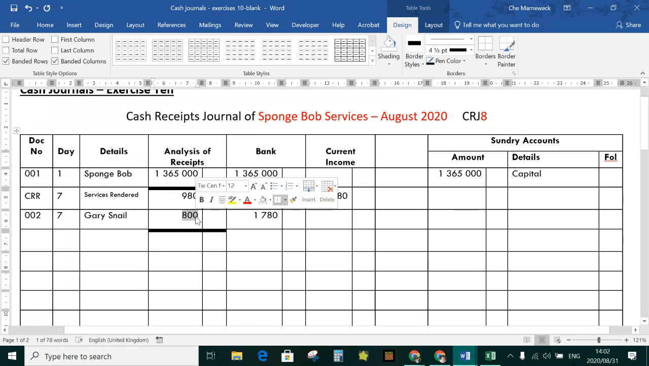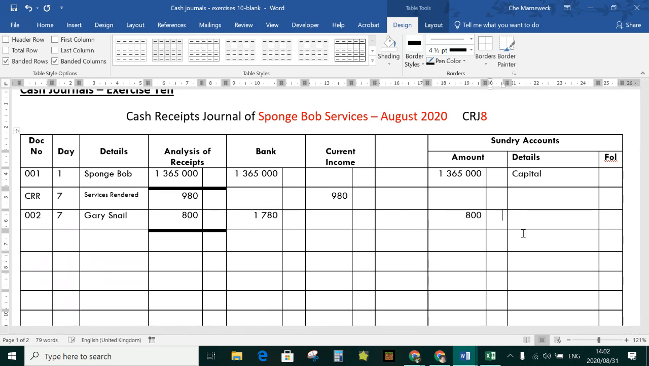What is the 800 for? We are receiving it for rent. When we receive money for rent, that is rent income. It doesn't have its own column, so we go to sundry, 800 rent.